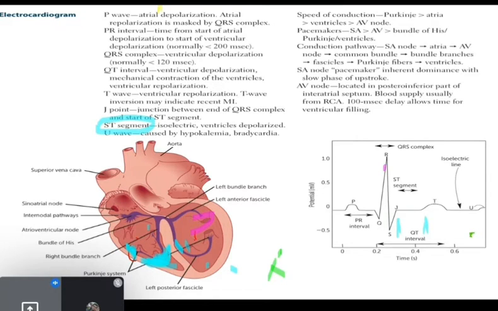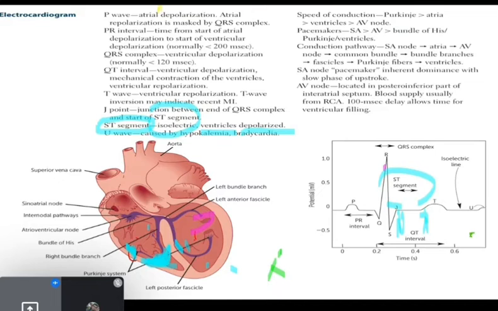Okay, so it is isoelectric time. The ventricles are depolarized. After the contraction happens and before the relaxation begins, you will have the ST segment.